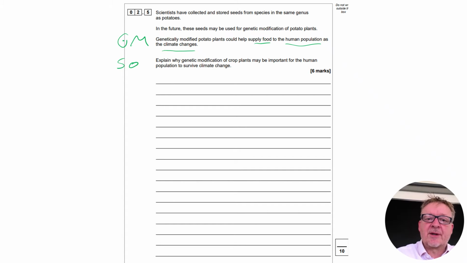Explain. So then we need to think about why genetic modification of a crop plant may be important for the human population to survive climate change. What we've got to do is break it up into individual sections. First thing, let's talk about what climate change is. You're going to get change in weather patterns.